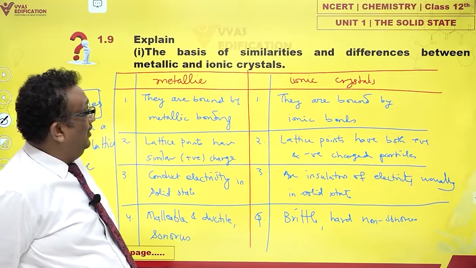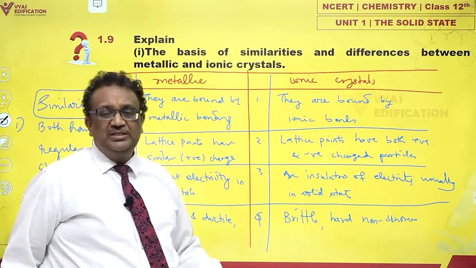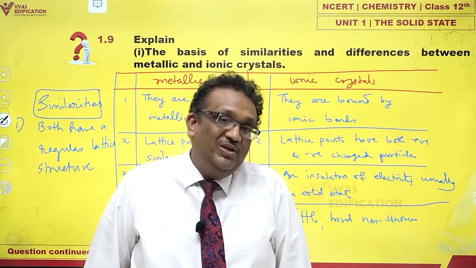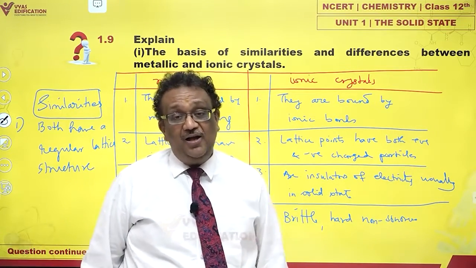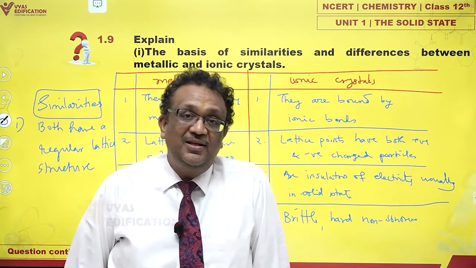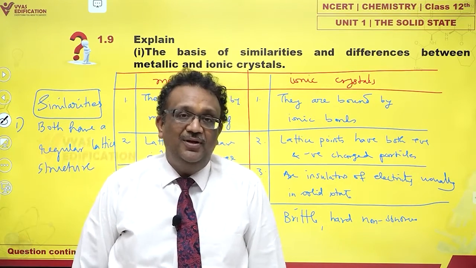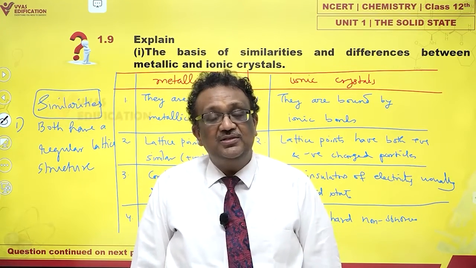These are 4 points of distinction. I could give you many more points. Metallic solids are never transparent. Metals are always opaque to visible light. Among ionic crystals, there are rare ones which could be transparent. Potassium nitrate crystals are lovely transparent crystals.